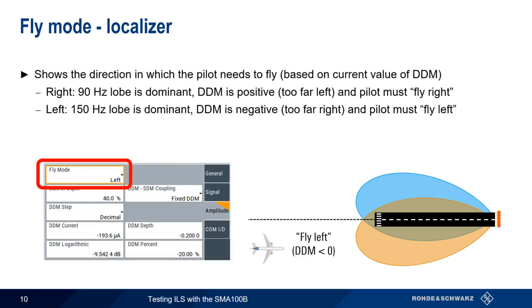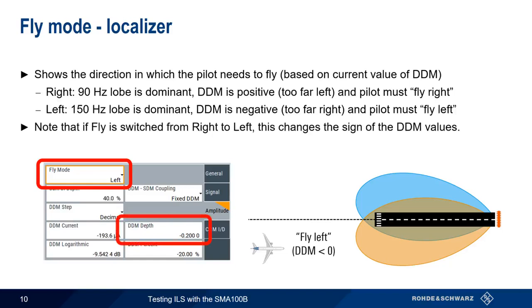Note that fly mode on the SMA is really more of an indication than a configuration parameter. You can also switch fly mode manually from right to left, which simply reverses the sign of the DDM values. In other words, the plane's position would be swapped around the center line if fly mode were manually toggled.